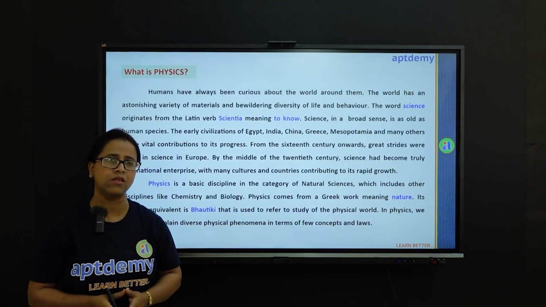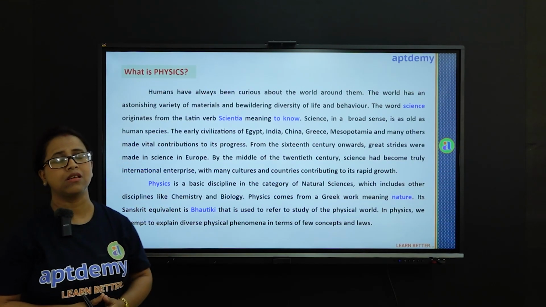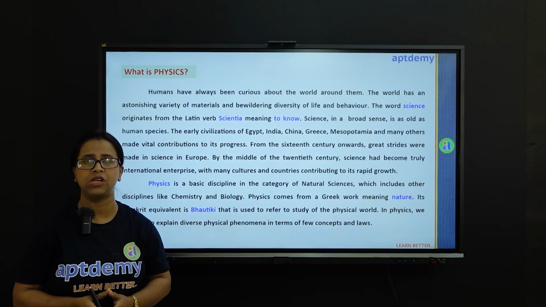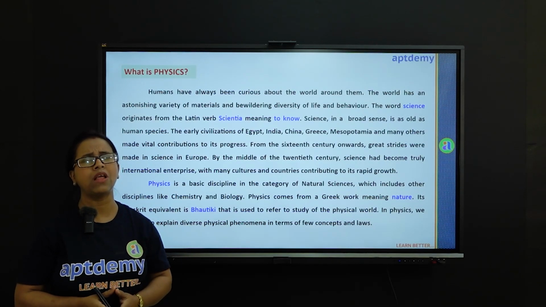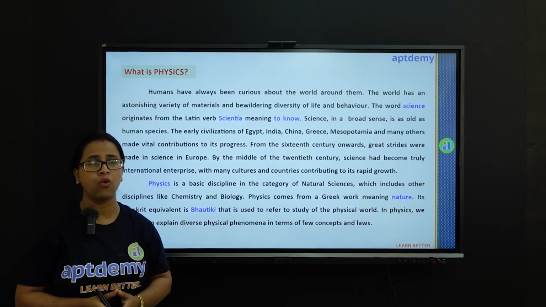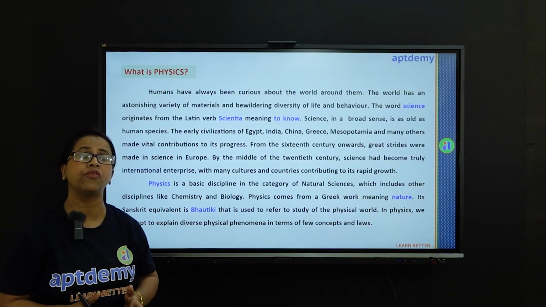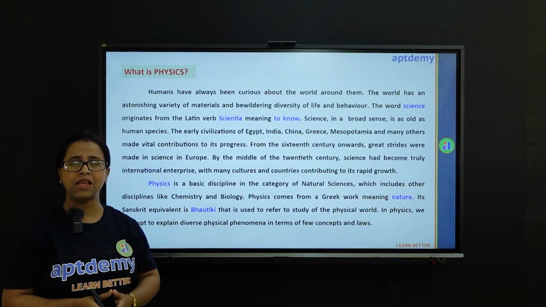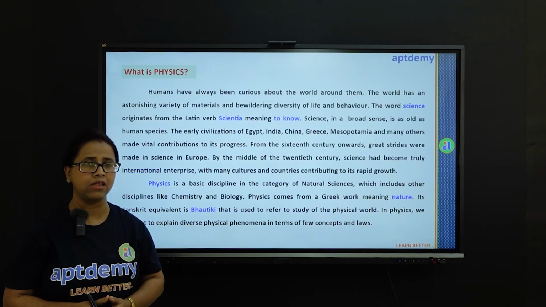Now the word science basically comes from the Latin verb meaning to know. Whenever we are talking about science, the concept of science is as old as the human species. The human species has been dated many thousands and millions of years back. So whenever we are talking about the earlier civilizations of Egypt, India, China, Mesopotamia, etc., these all have contributed to the rapid growth of science.